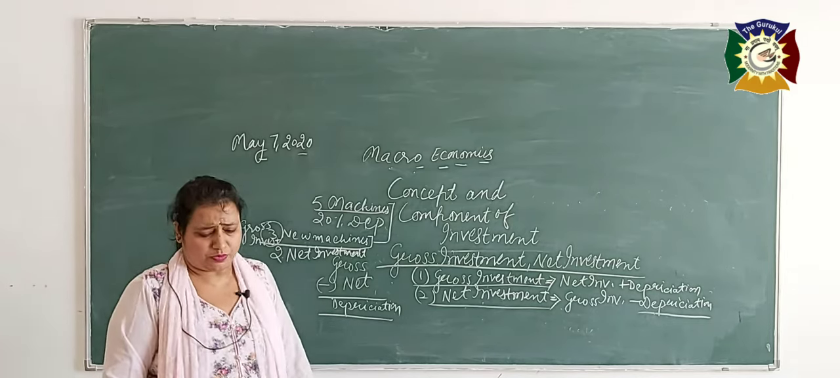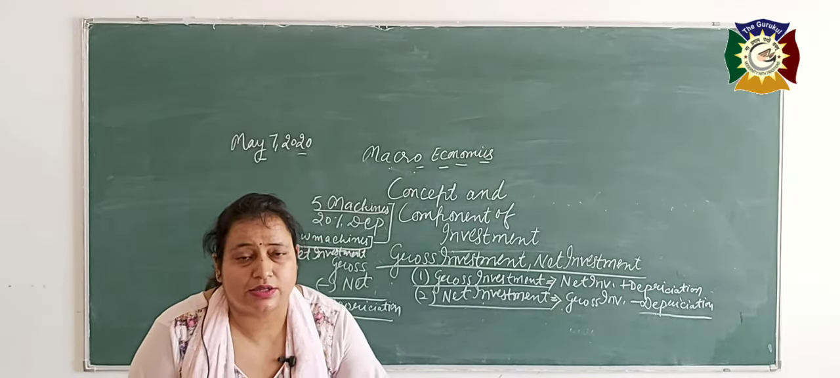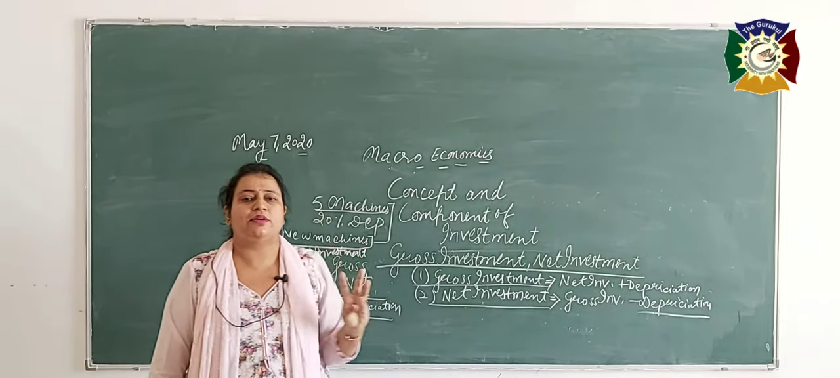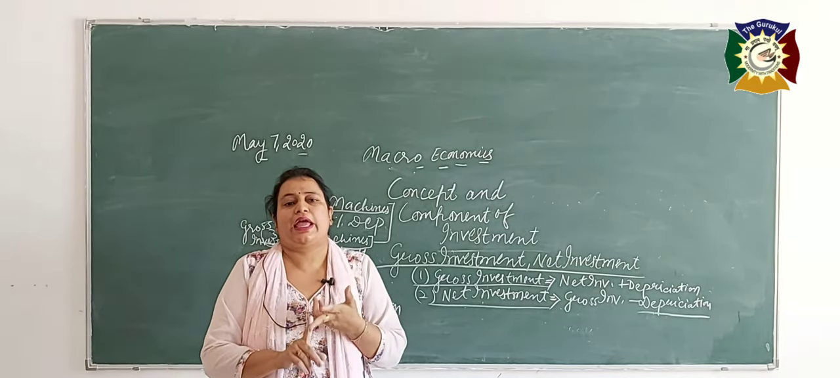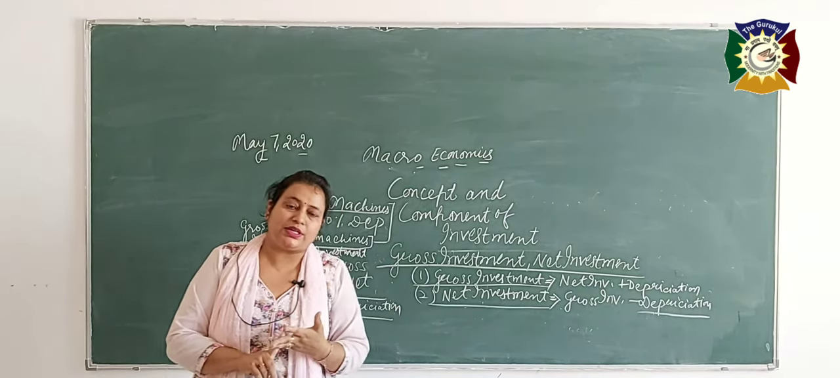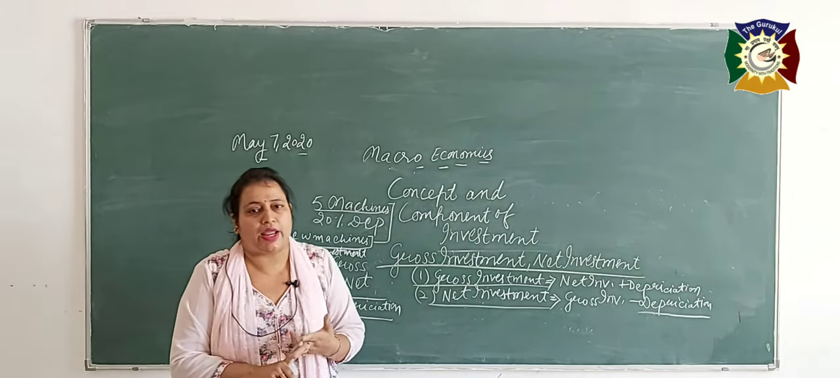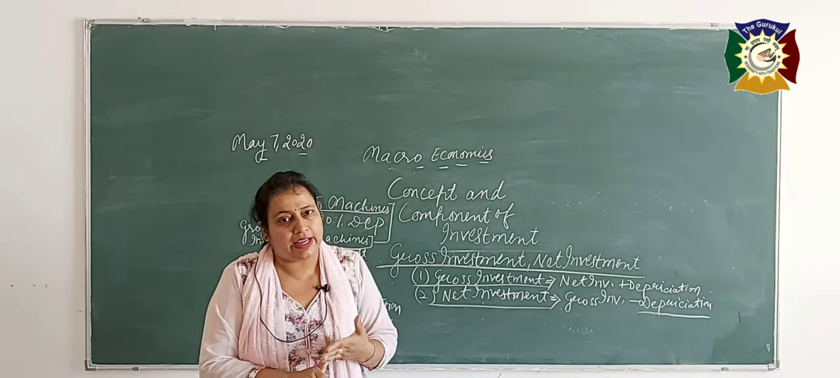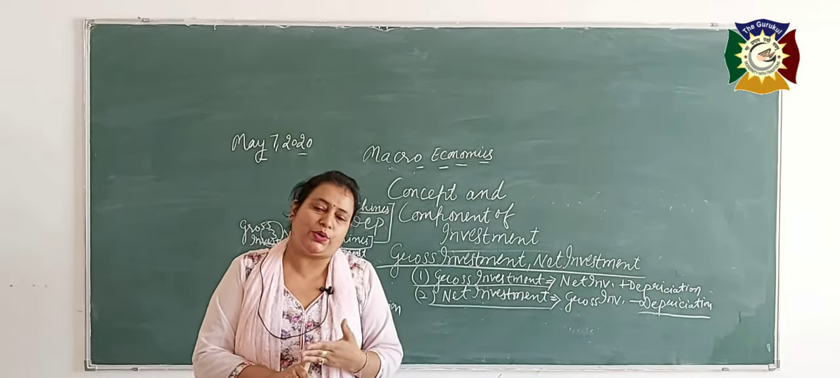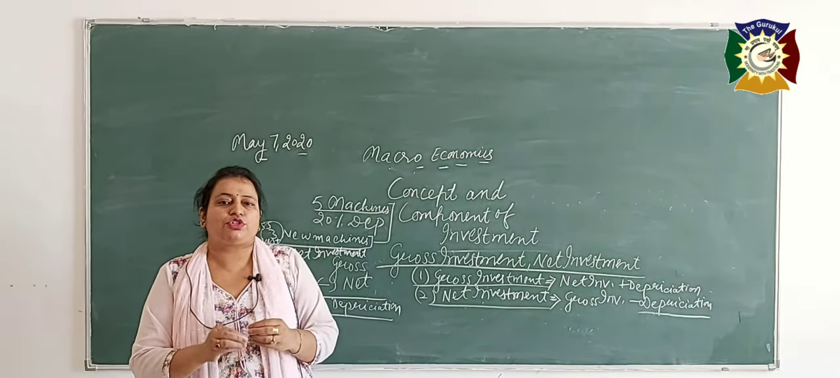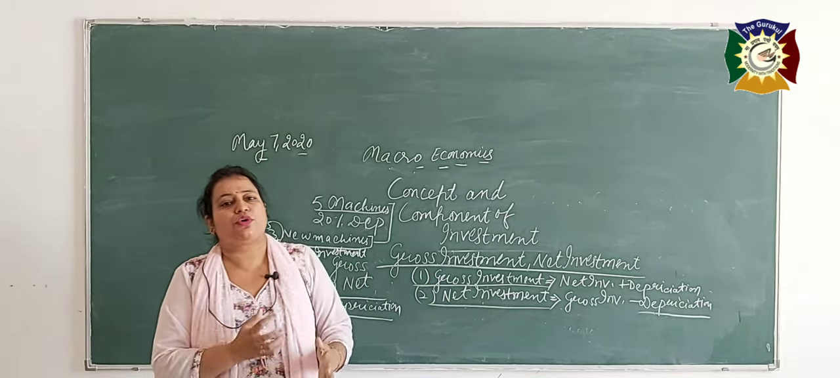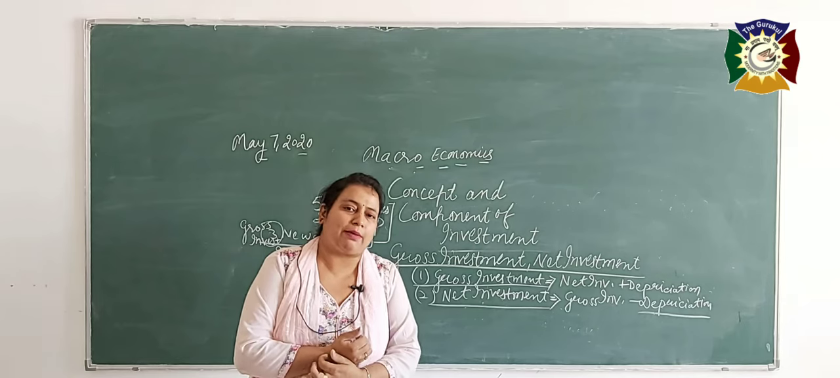Now I hope this concept has been clear to you, because I told you so many terms like consumer goods, capital goods, intermediate goods, investment. Investment is equal to delta K, I means investment, K means capital stock. I told you the distinction between net investment and gross investment. The difference of gross and net is known as depreciation.